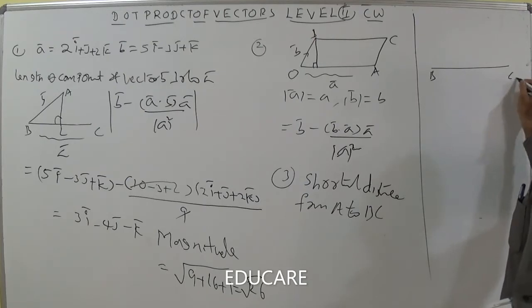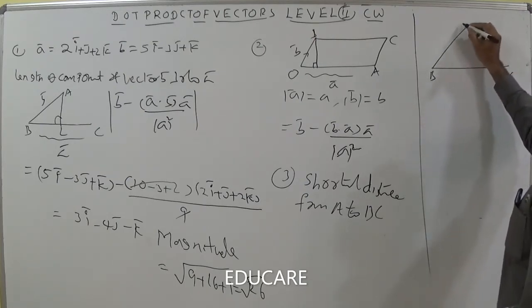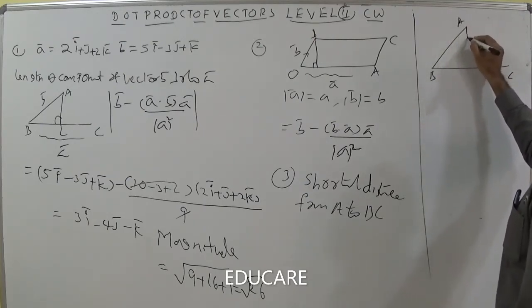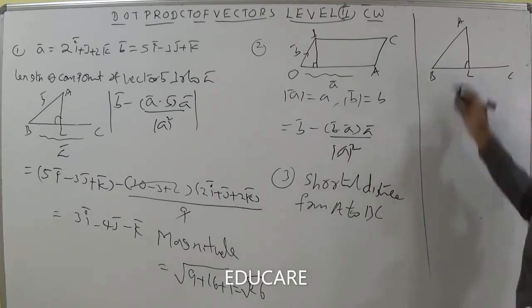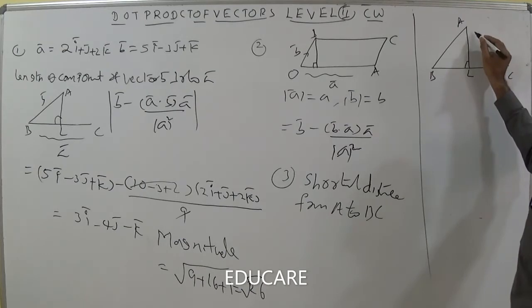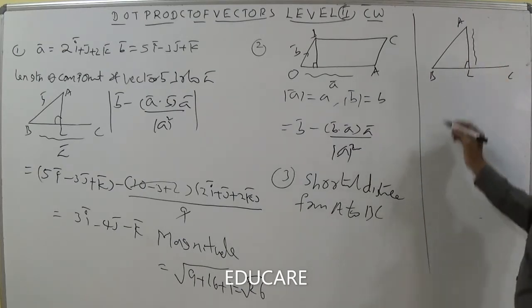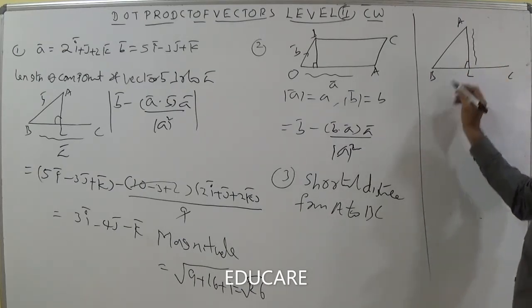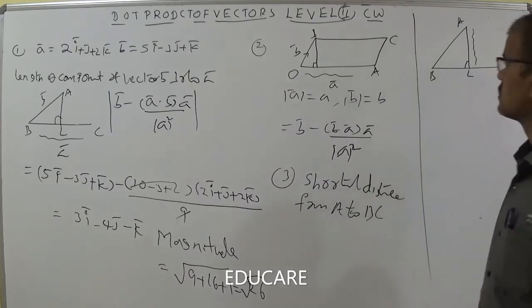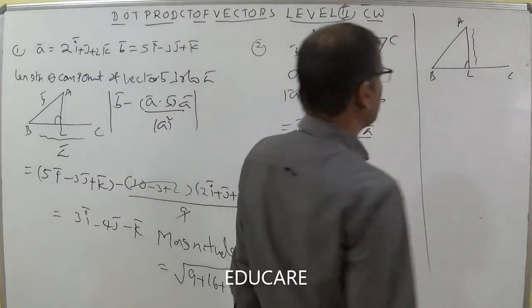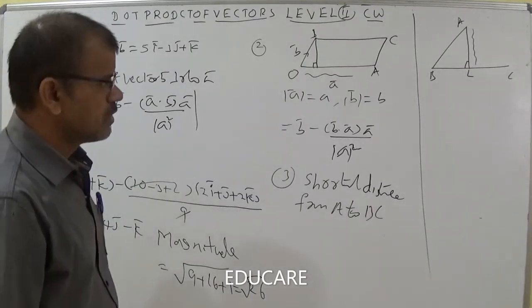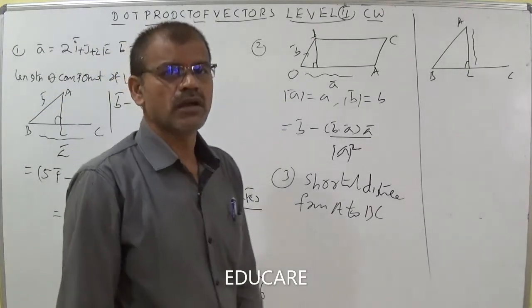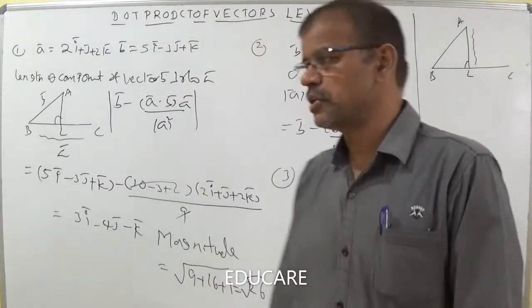Let this be B, this be C, and let this be A. This is L you put. It is a length. For example, this is the shortest distance, and this one you should calculate. Here, this is a right angle triangle. Shortest distance means I have drawn a perpendicular line from A to the side BC, which is indicated with L. Here L is the foot of perpendicular from A to BC.